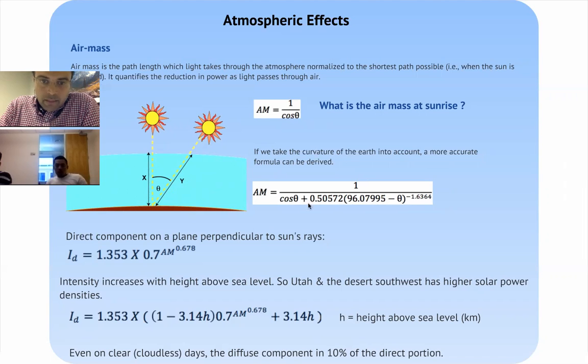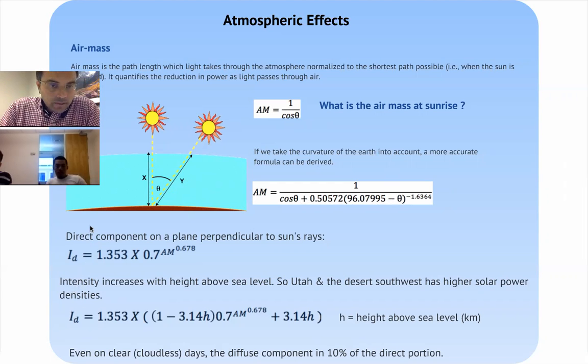And that's a standard which we can use for designing systems. The exact air mass is complicated, and you have to take the curvature of the Earth into account, so this doesn't go to infinity. A more accurate formula is shown here, where you can see when theta goes to 90 degrees, it doesn't go to infinity. It's because of the curvature of the Earth, and that's counted here. And this is, again, just for your information. We will not use it for the purposes of this class.